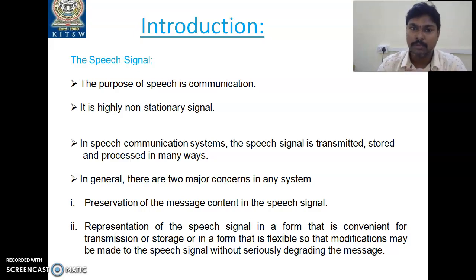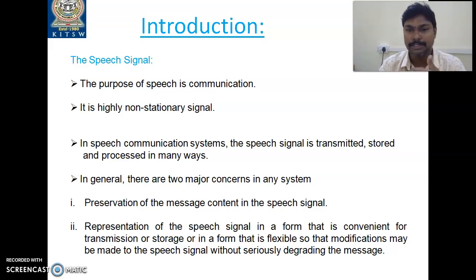As we already know, the main purpose of speech is communication, the way we are transforming our information to convey the same information to other persons. That is the main motto or purpose of speech: communication. And one more point you need to understand here is that it is a highly non-stationary signal. It is not a stationary signal, it is a non-stationary signal.